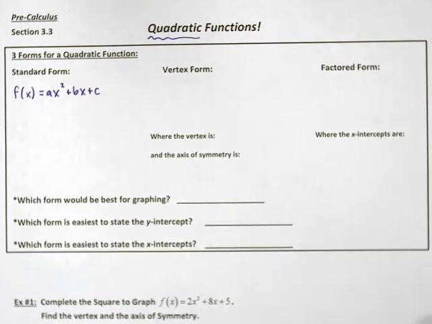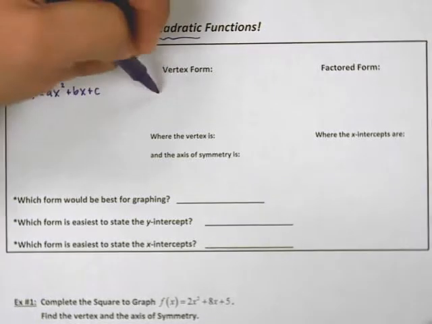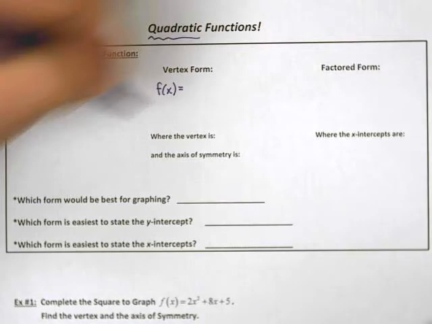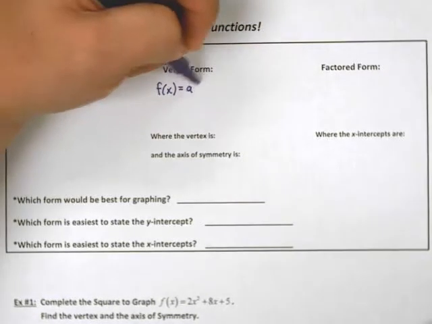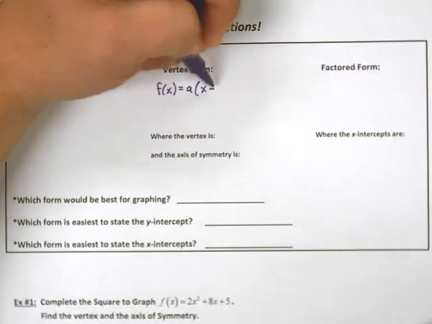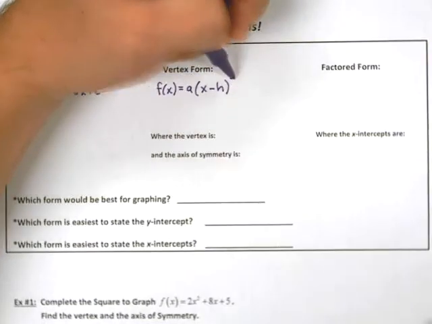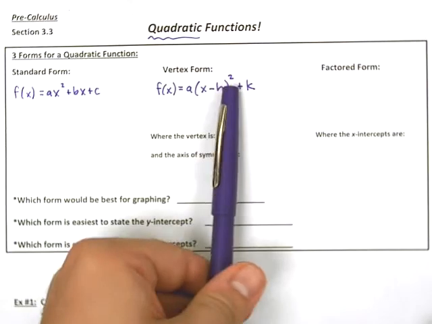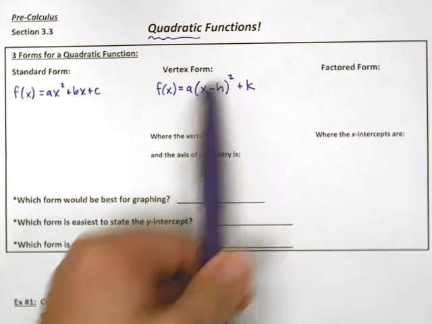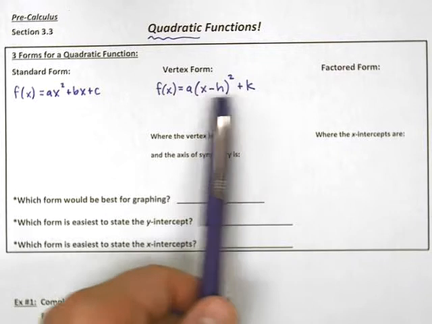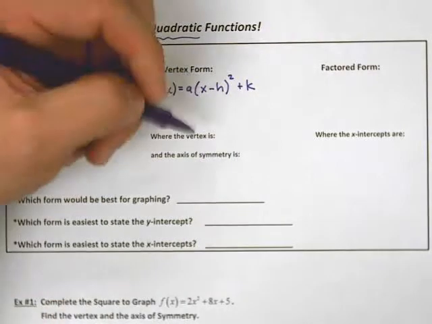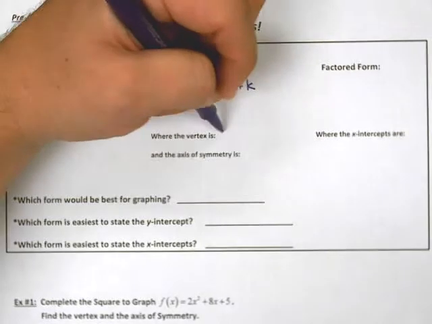We also, well, we haven't talked a ton about it, but we have been using this quite a bit recently. We have vertex form, which is a(x minus h) squared plus k. Okay, the squared is what makes it a quadratic. We know it's going to be x squared. But really, what we're looking at here is the h and k value, okay? The h and the k value gets you your vertex.